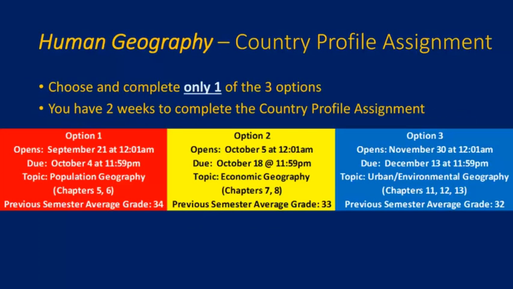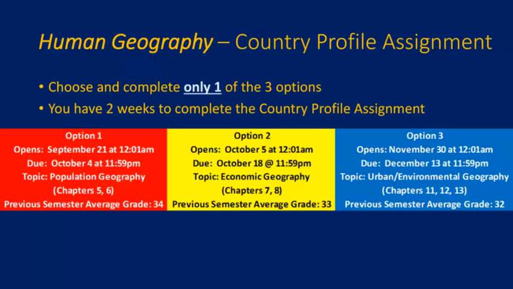Previous semester average grade, just full disclosure, 34. So I grade all of these the same. It's not like, well, I do option 1 easier. No, I grade them the same. It's just, on average, the score seems to be higher. I don't know why. There's probably various reasons we could talk about at a bar, but that's really not of concern.